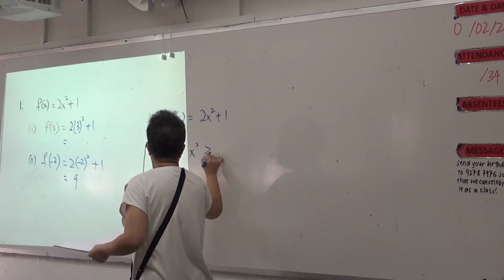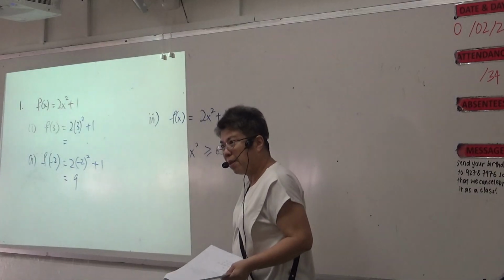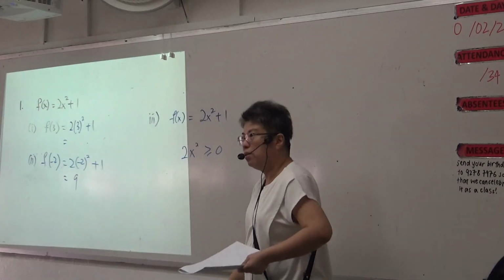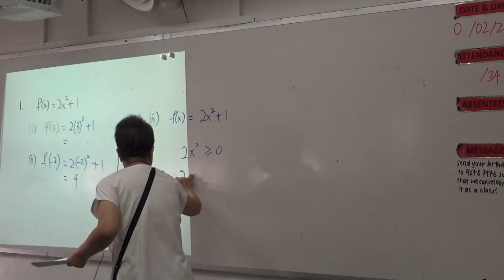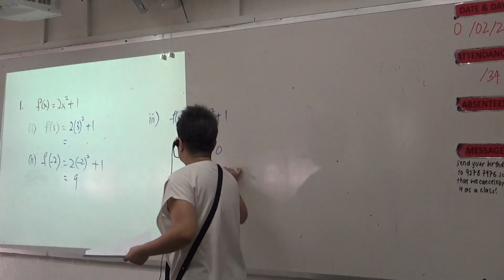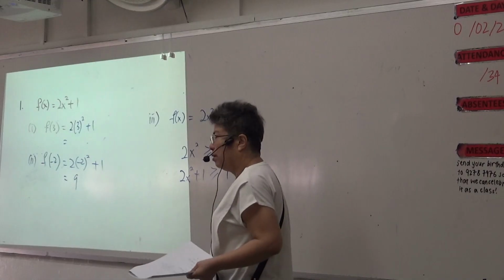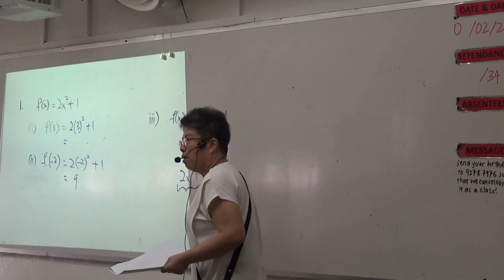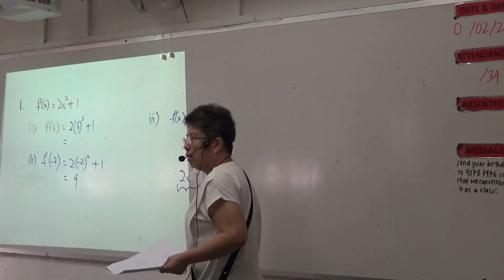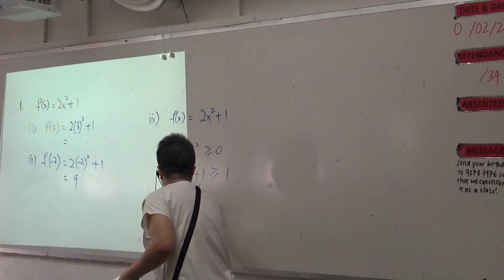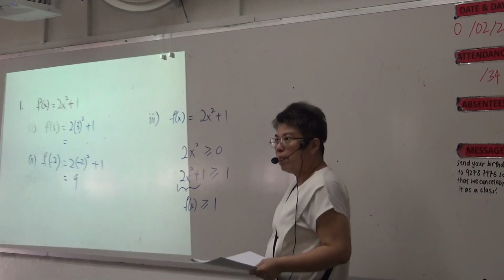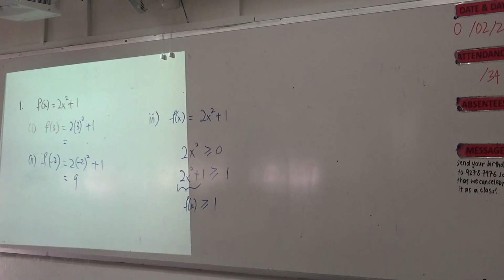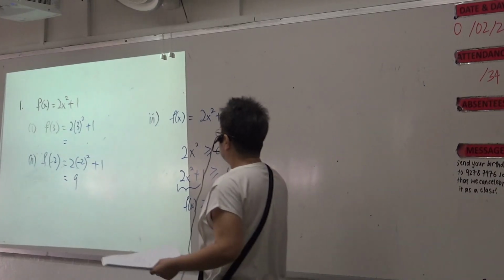x squared is always bigger or equal to 0, right? Correct. So 2x squared will also be always bigger or equal to 0, right? So 2x squared plus 1 will be bigger or equal to 1. Agree now? Yes or no? So what does this give me? This is f(x). So f(x) must be bigger or equal to 1, right? Can you see it now? So they ask you what possible real values of f(x). That means f(x) must be bigger or equal to 1.